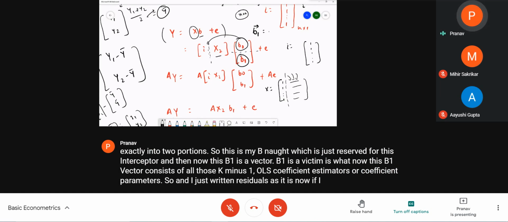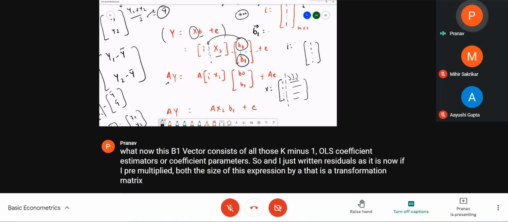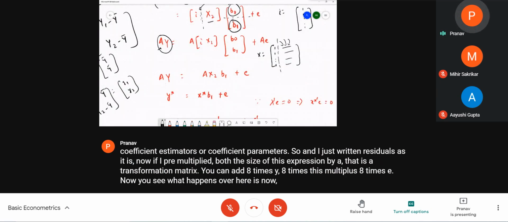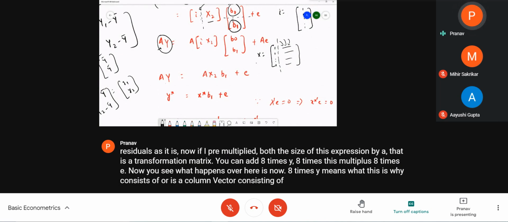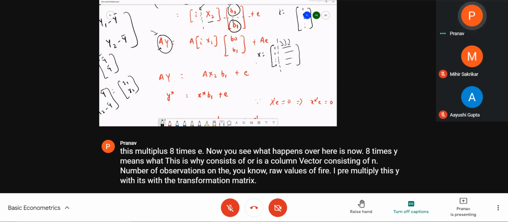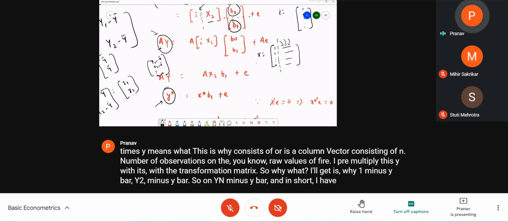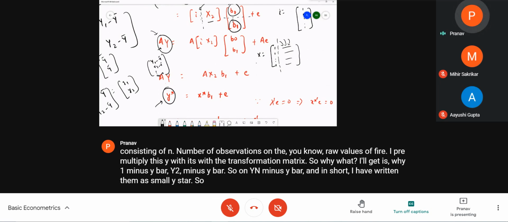Now if I pre-multiply both sides of this expression by A, that is your transformation matrix, you can write A times Y equals A times Xb plus A times e. Now you see what happens here. A times Y means what? This Y is a column vector consisting of n observations on the raw values of Y. I pre-multiply this Y with the transformation matrix. So what I'll get is Y1 minus Y bar, Y2 minus Y bar, and so on, Yn minus Y bar. In short, I have written them as small y star. So A times Y is your small y star.